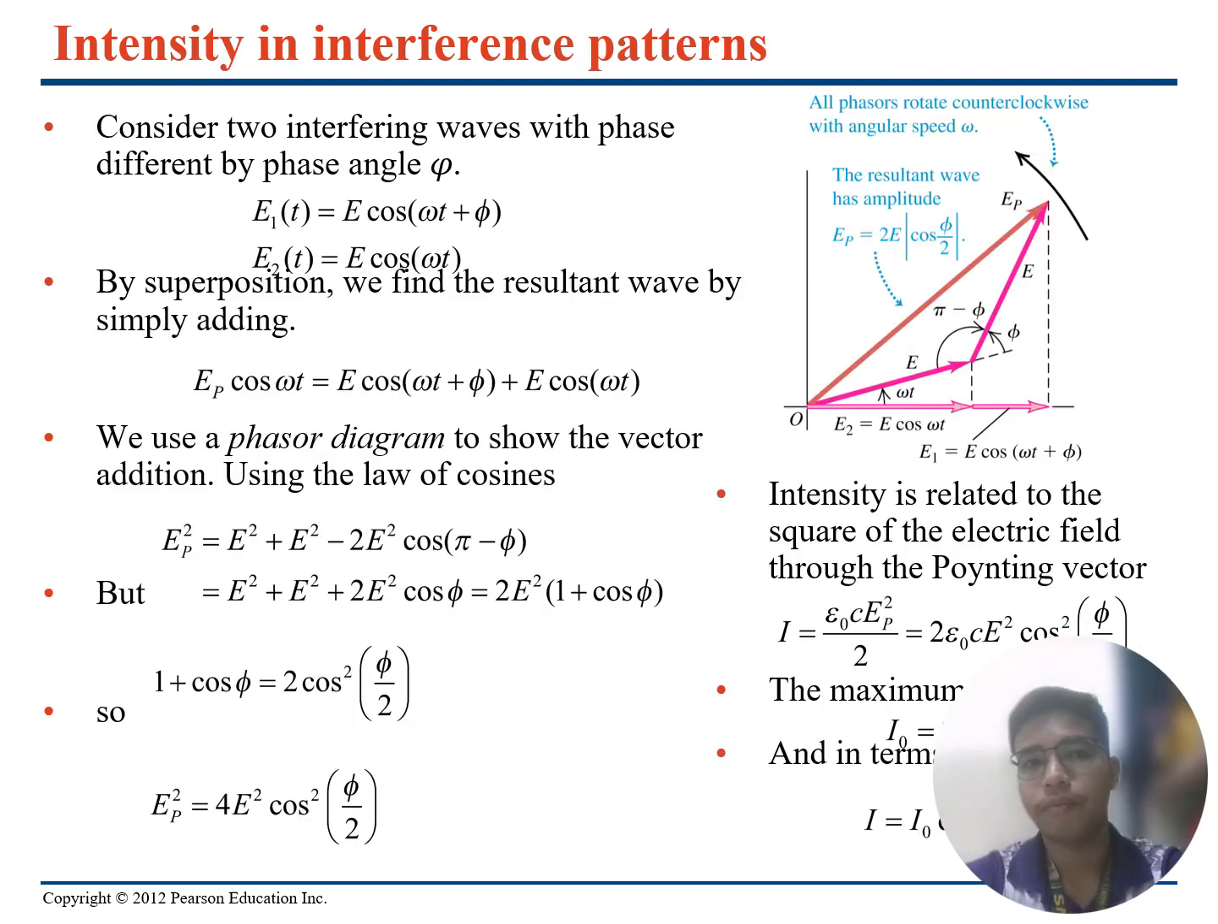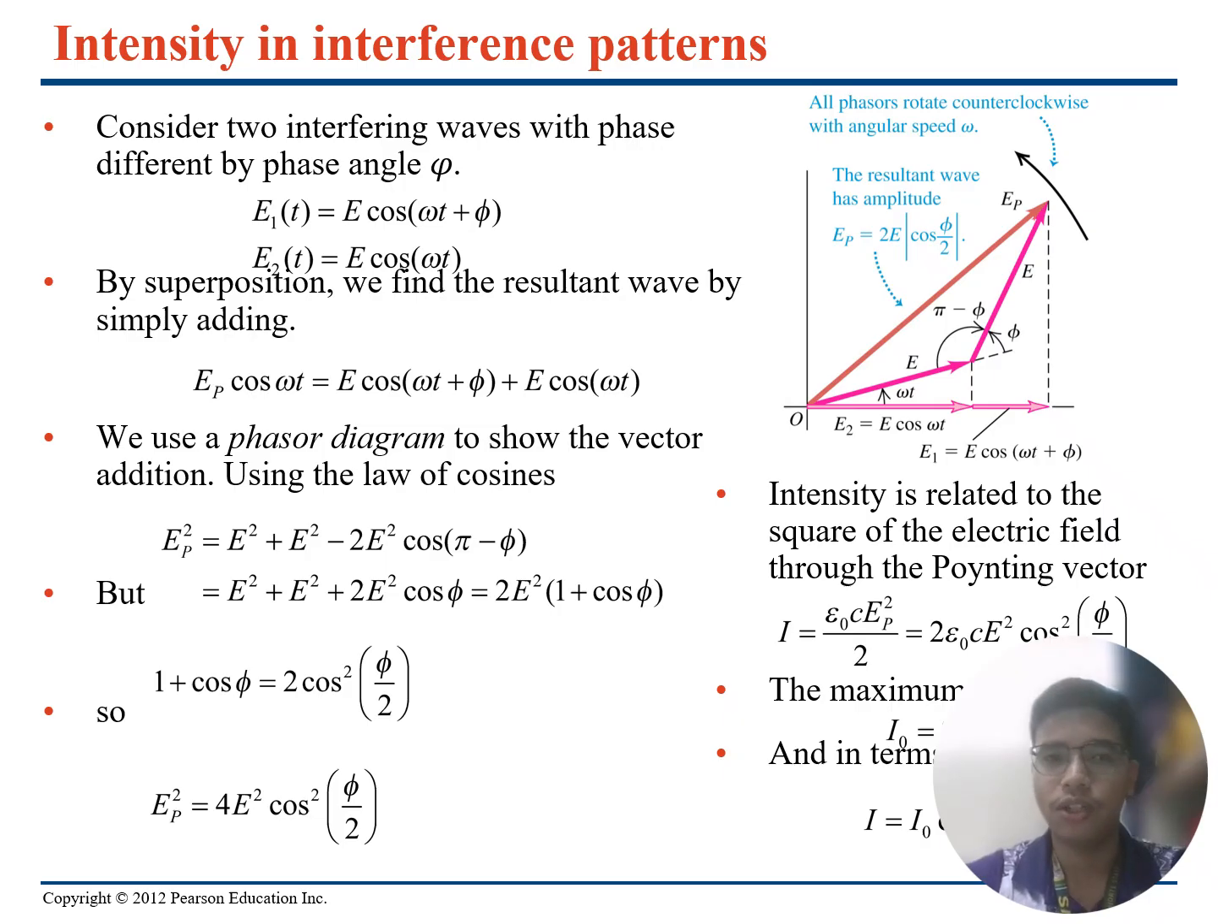Up to this point, we have focused on the location of bright and dark fringes. But now we must understand why these fringes have different brightness levels. The intensity of an interference pattern depends on the phase difference between the interfering waves. Using the principle of superposition, we combine the electric field vectors of the two waves through a graphical method known as a phasor diagram.